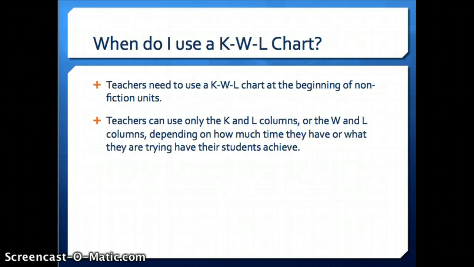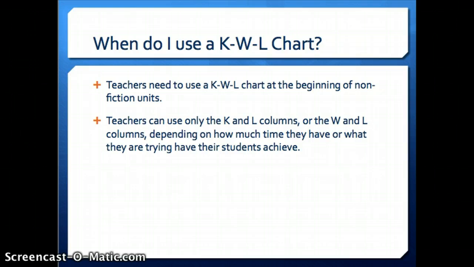When do I use a KWL chart? Teachers need to use a KWL chart at the beginning of nonfiction units. So this is back to what I said earlier. These are used with thematic units. This is a good way to also tie in science and social studies with the literacy or English language arts, because you can bring those topics and create a KWL chart, so you're integrating the subjects.